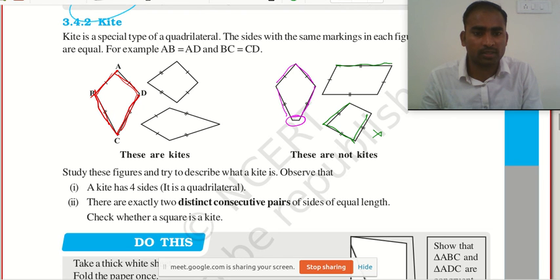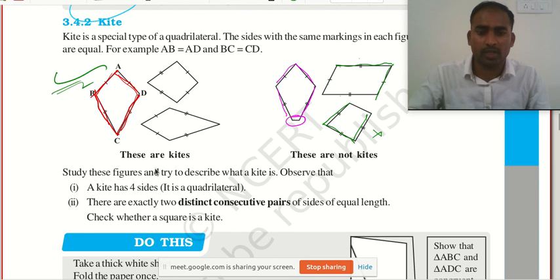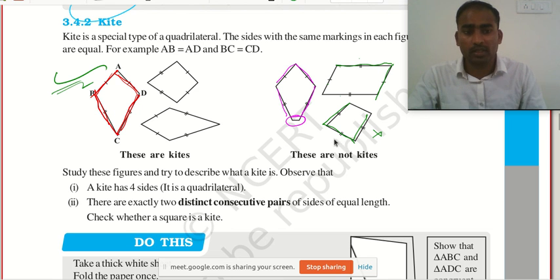Here, this and this are different lengths. This and this are also different lengths. This and this are also different lengths. So we cannot call this a kite. You just observe in our practical life, a kite is in this shape only. And why are kites in this shape only?